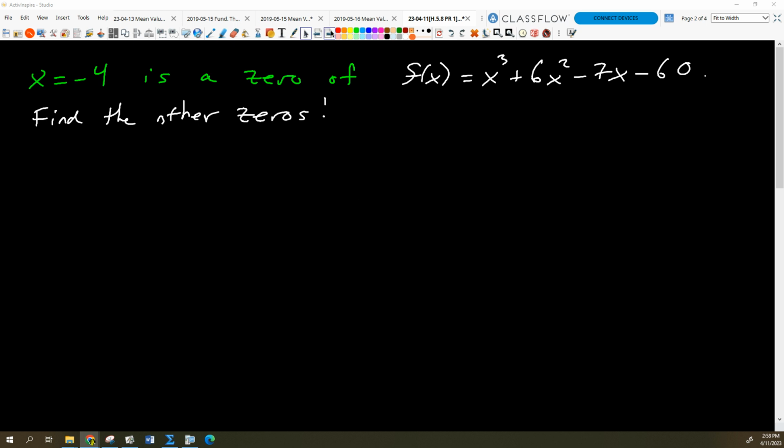So what about one like this? If they're telling us we've got this cubic polynomial, and they're telling us that x equals -4 is a 0 of that function, and they want us to find the other zeros, what could we do? They want us to find the other zeros. Okay, so we're going to set our function equal to 0, right?